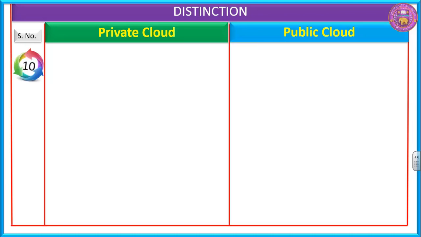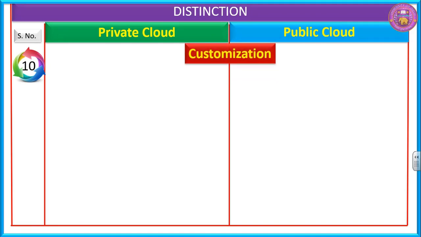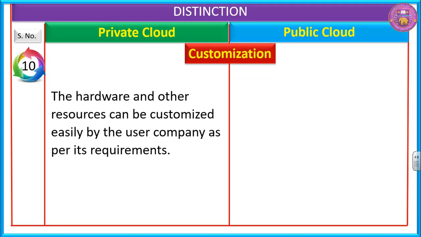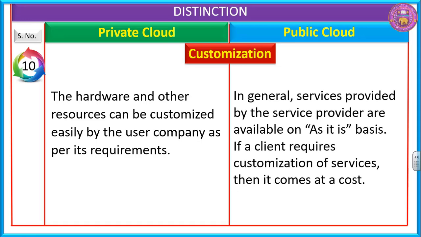Tenth, regarding customization. In case of private cloud, the hardware and other resources can be customized easily by the user company as per its requirements. Whereas in case of public cloud, in general, services provided by the service provider are available on an as-is basis. If a client requires customization of services, then it comes at a cost.